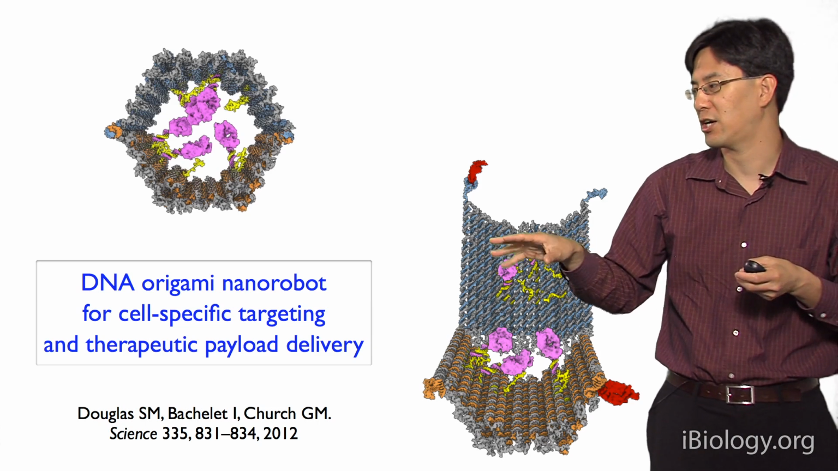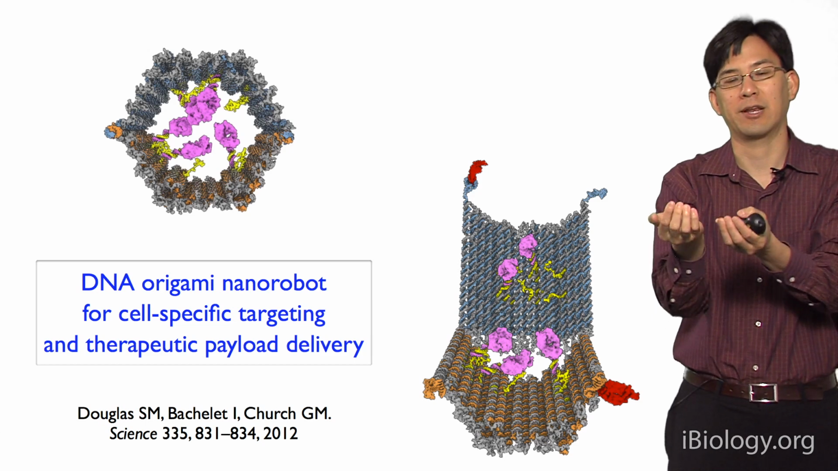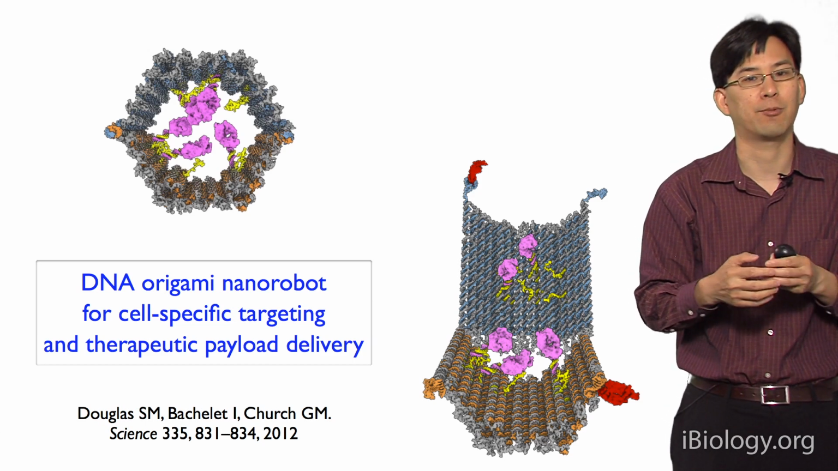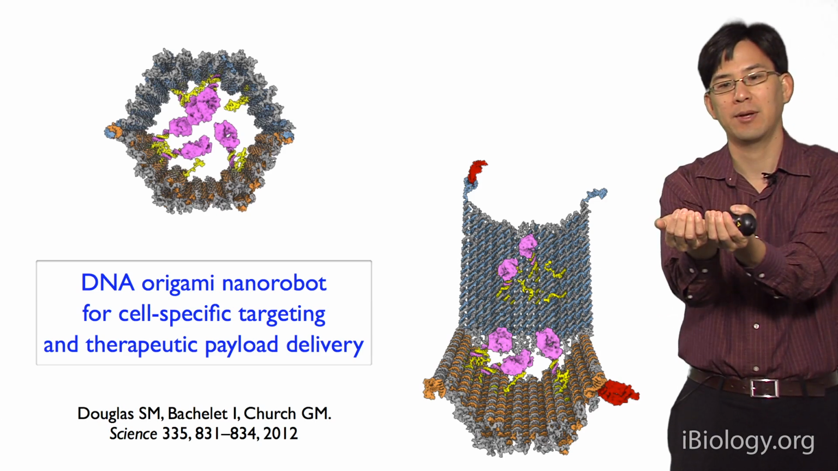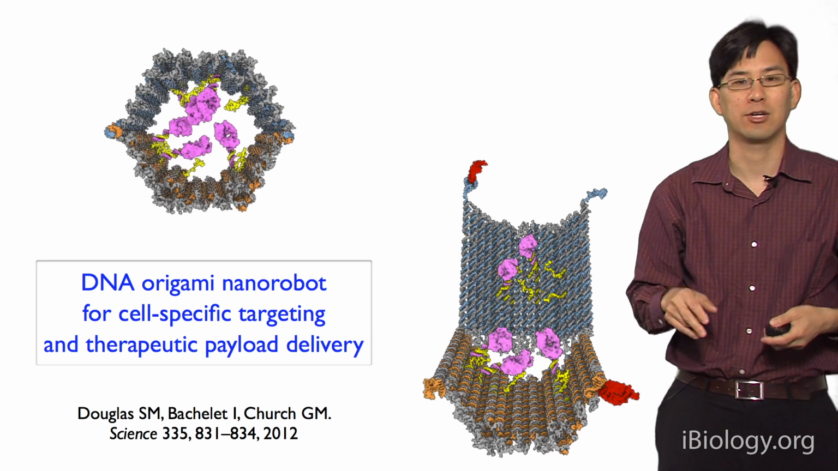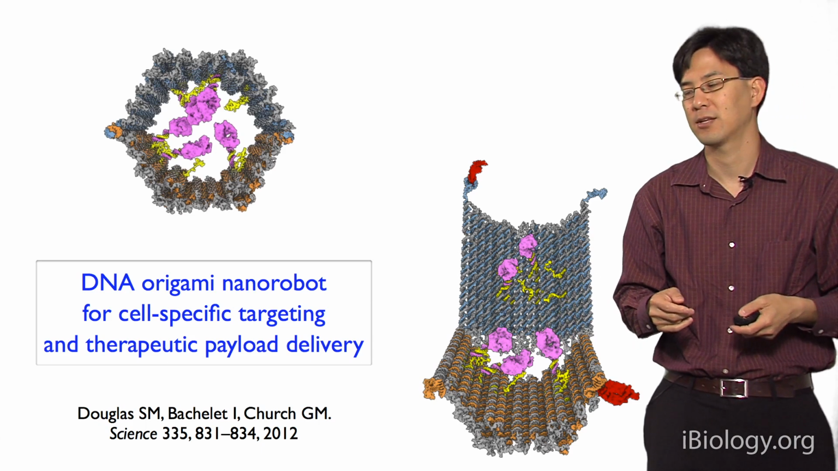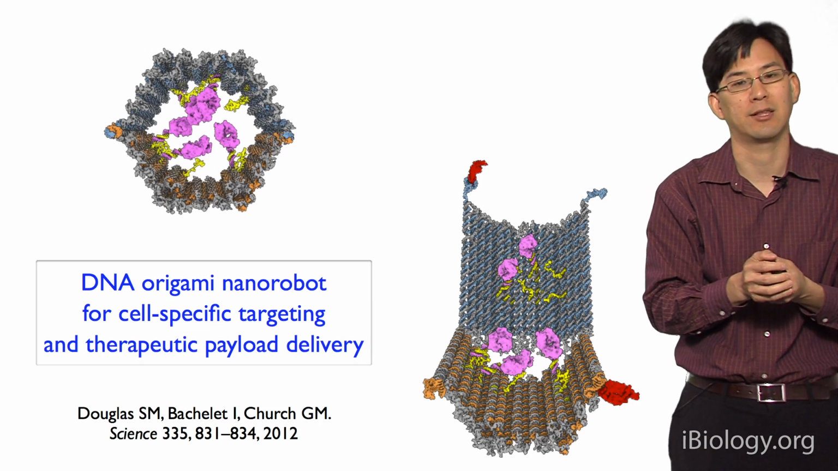And the notion is that Sean and Ido wanted to program this robot to open up when it encountered the cancerous cell, but not when it encountered the healthy cell. And if the robot were to open up, then now the antibodies that trigger apoptosis could now be accessible to the cell surface. So how do they get this robot to open up only in the presence of the cancerous cell, but not in the healthy cell?